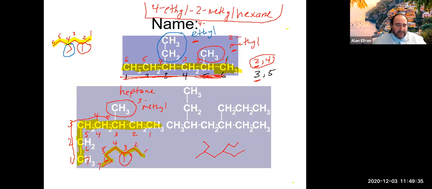So that is going to turn this into 3-methylheptane. All one word. I just space it out a little bit there. Any question on that particular name there?